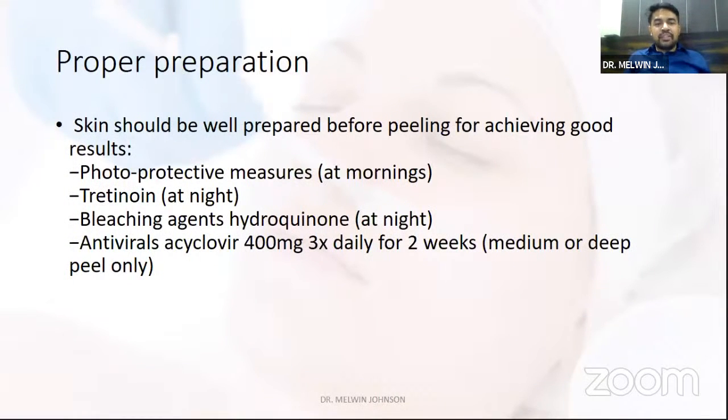So proper preparation. Preparation is like, before giving a major exam, you are prepping yourself.